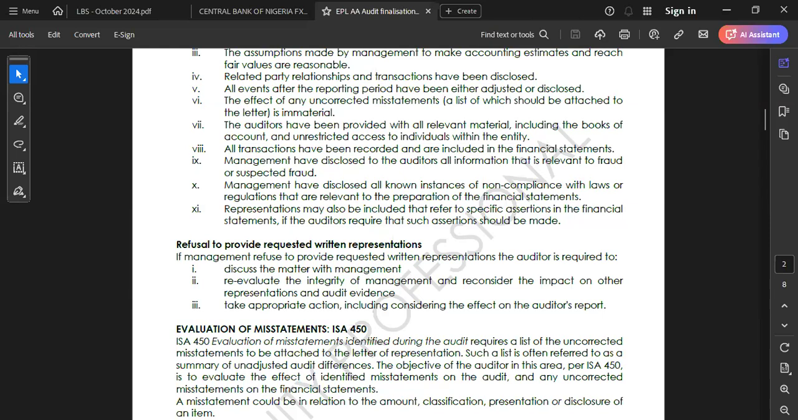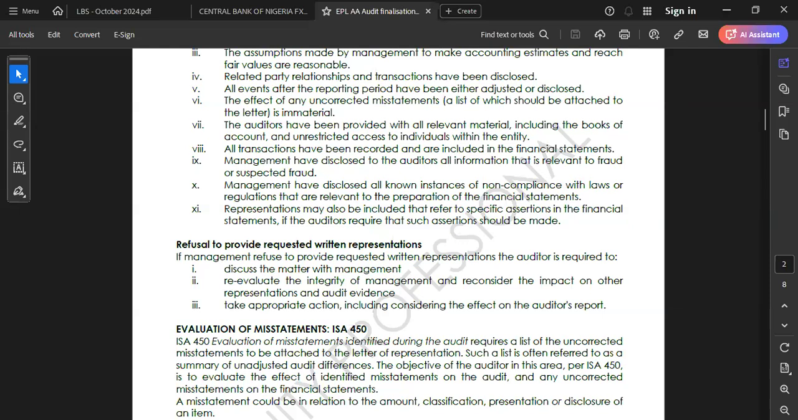And lastly, if need be, the auditor might need to consider the effect on his audit report. Now, if all of this is very significant, the auditor might need to withdraw from the audit. So these are the steps that the auditor should take in cases where management refuse to provide this letter.